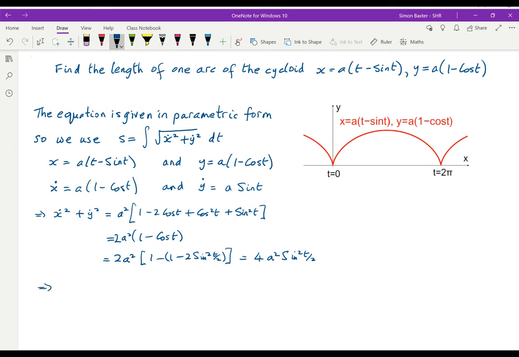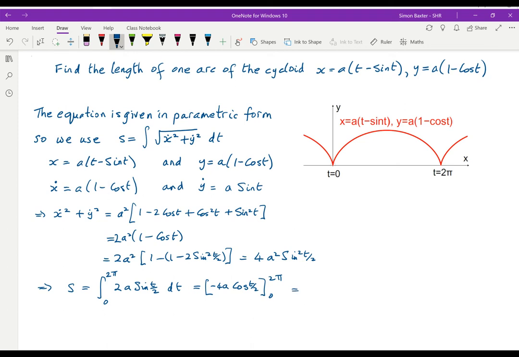My arc length, therefore, is going to be the integral. One arc goes from t equals 0 to 2 pi, looking at the diagram. The square root of x dot squared plus y dot squared is 2a sine t over 2, dt. If I integrate that, it comes from cos t over 2. Differentiating cos, I get minus a half. I'll need minus 4a from 0 to 2 pi.